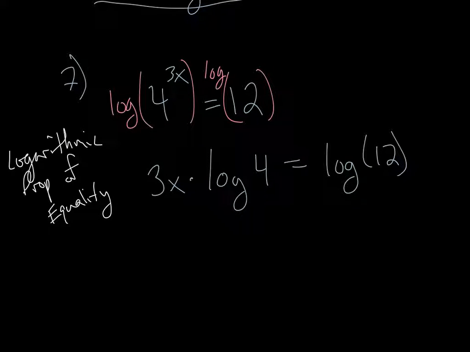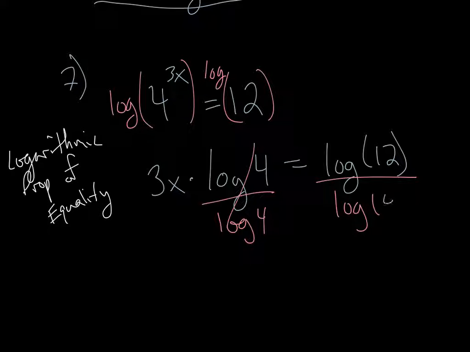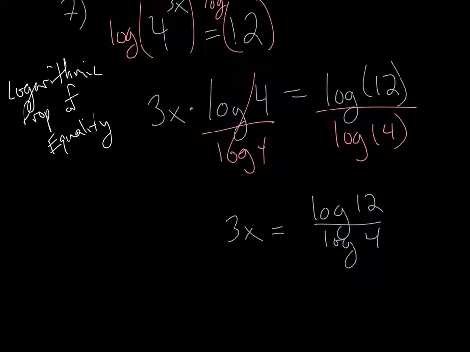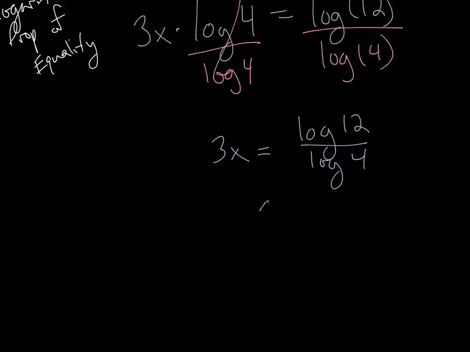Now I can divide the left side by log 4, and then also divide the right side by log 4. Since these are in the same base, these are common logs in base 10, that is perfectly acceptable. So now I've got 3x is equal to log 12 over log 4. Using a calculator, let's simplify this right hand side. That gets us about 1.792 if we round. And then just go ahead and bring down 3x.